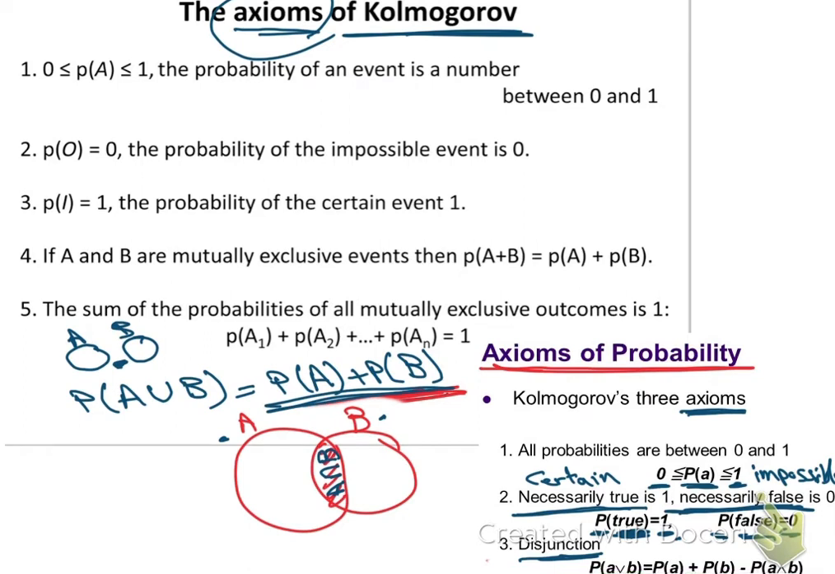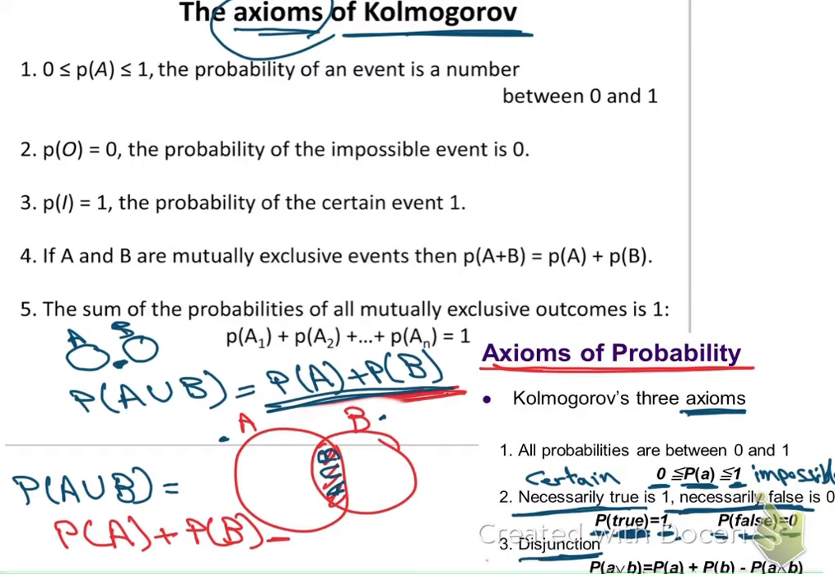The general formula is applicable whether they are disjoint or not disjoint. So we can use it in all the cases. So the general rule, or general formula: the probability of A union B equals what? Equals probability of A plus probability of B minus probability of A intersect B.